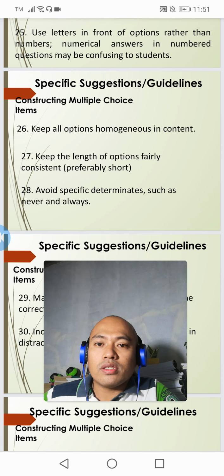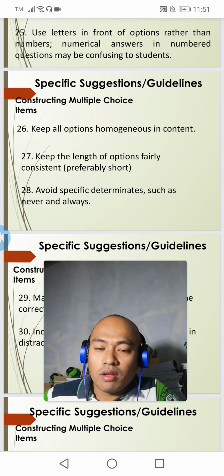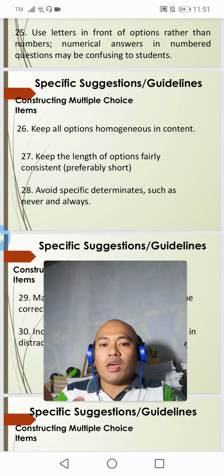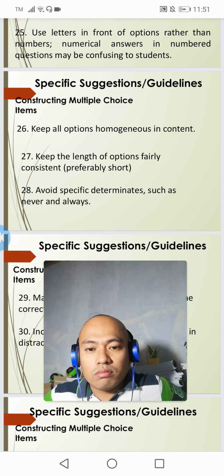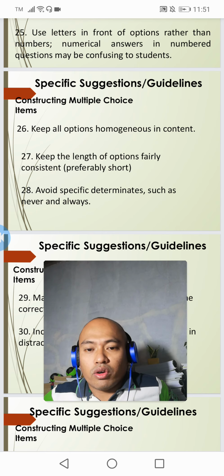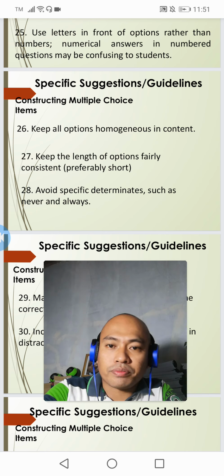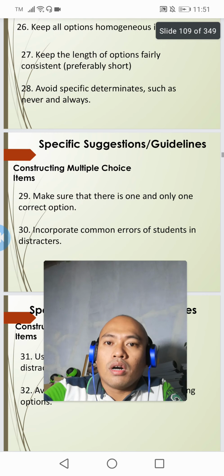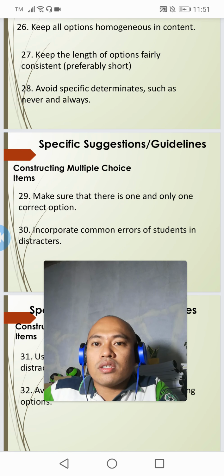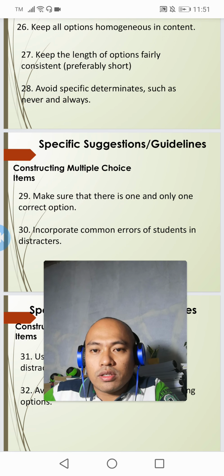For number 27, keep the length of options fairly consistent, and it should preferably be short. Okay, do not give very lengthy phrases in the choices or in the alternatives. Number 28, avoid specific determiners such as never or always.